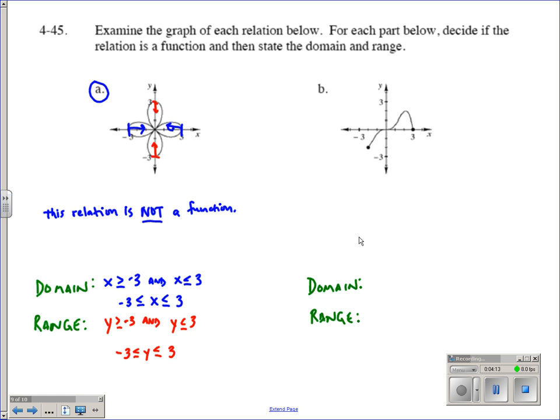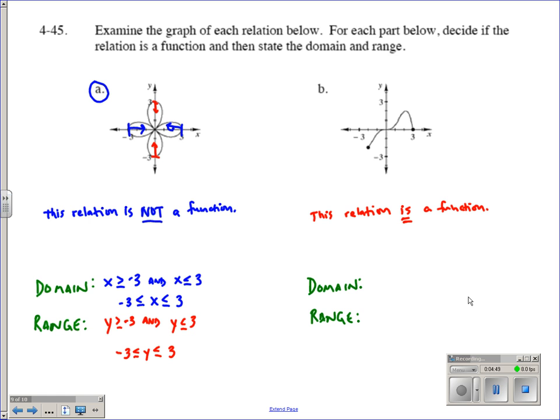So domain and range. Well, first of all, is this a function? As we look at each point on this relation, you'll see here that every input value has only one output value. So we could say that this relation is a function. So it is a function.